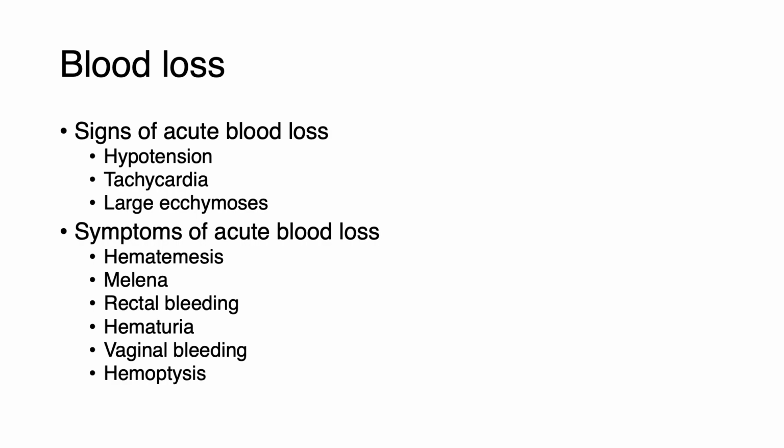So signs of acute blood loss might be hypotension, tachycardia. You might see large ecchymoses. You might see overt bleeding. And symptoms may be hematemesis, where you're throwing up blood; melena, where you're passing black, tarry stools; rectal bleeding and hematochezia; hematuria, vaginal bleeding, and hemoptysis.